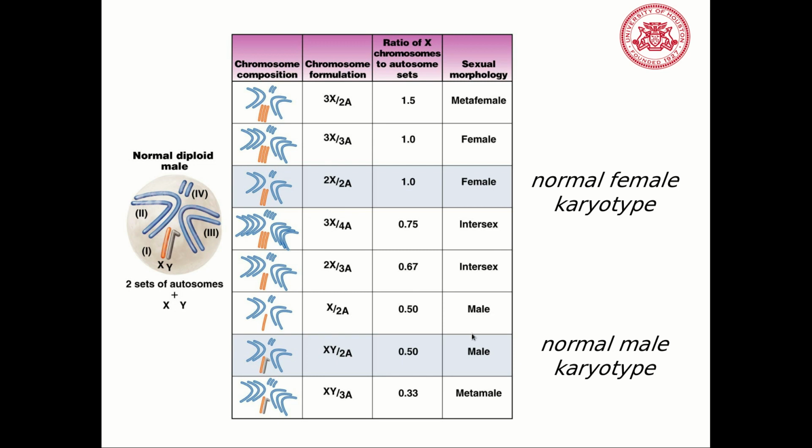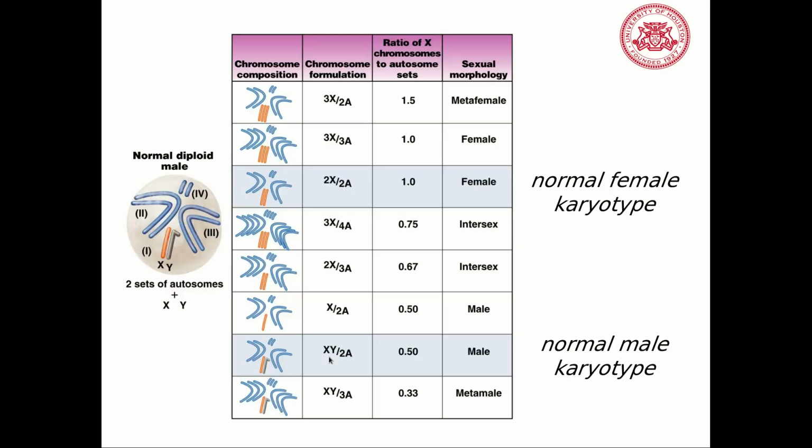We'll talk about this later, but you need to understand that flies have a different way of determining this. This is a 1 compared to 2. This is a 2 compared to 3, so you get something a little different. Here the ratio is actually 1 to 1, and you're female. 1 to 1, you're female. But 1 to 2, in other words, the ratio is sex chromosomes compared to autosomes.